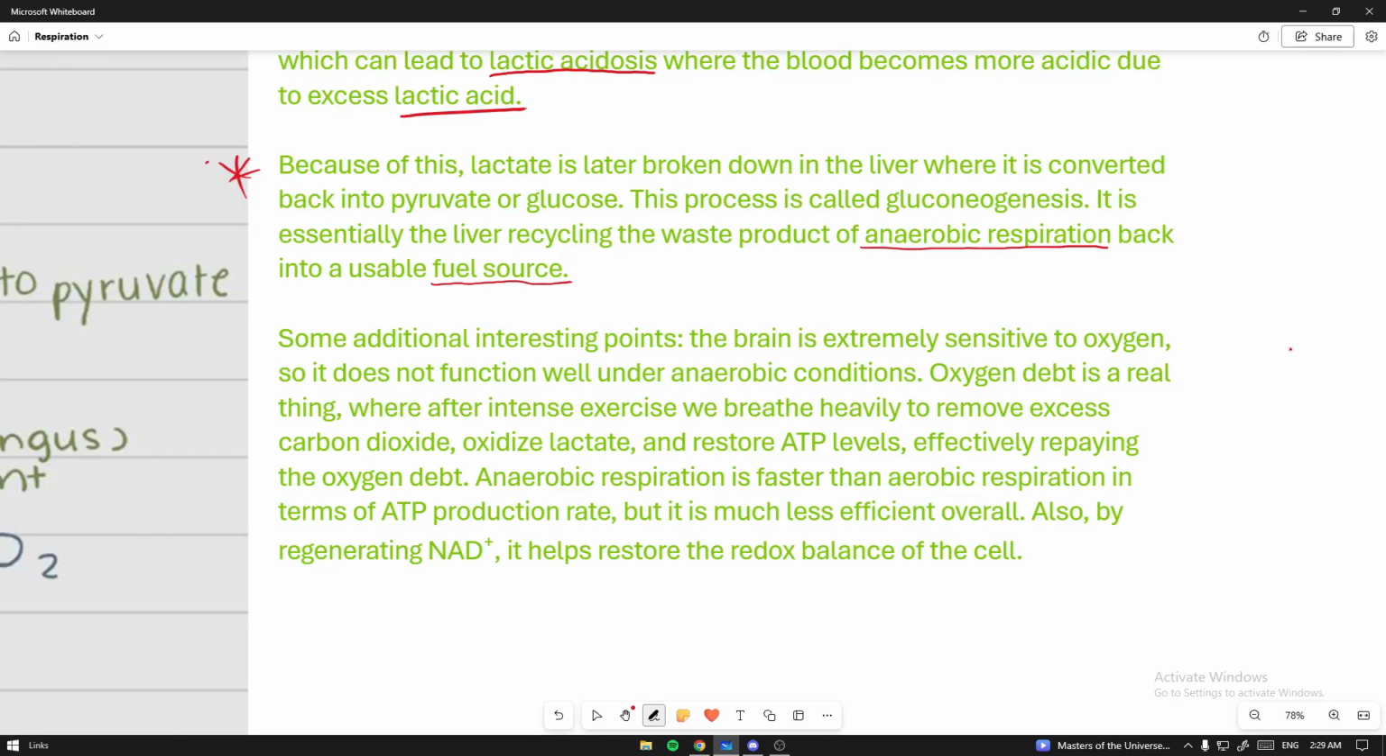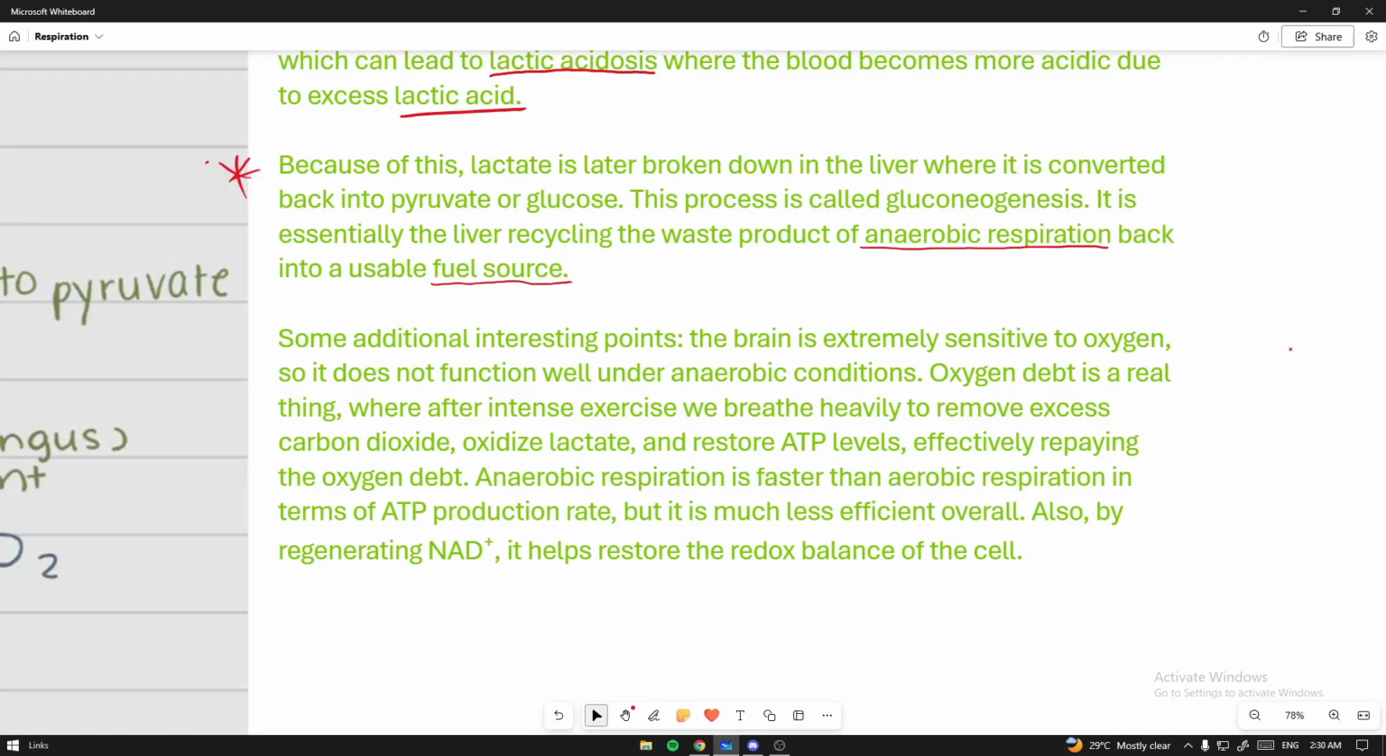Now, some interesting points I thought I should add. The brain is extremely sensitive to oxygen. You're gonna pass out if your oxygen levels drop. So it does not function well under anaerobic respiration. Sometimes when people don't get enough oxygen to their brain, they start acting weird. They cannot make decisions.